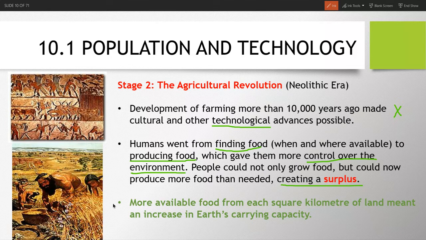Okay. More available food from each square kilometer of land meant an increase in Earth's carrying capacity overall. Okay, so no longer do you have a small population that has to follow herds of animals over large areas to meet their basic needs. People can more or less settle in one smaller area and actually produce more food than what they would have been able to do otherwise.